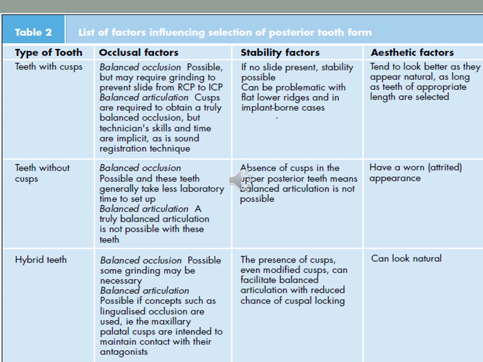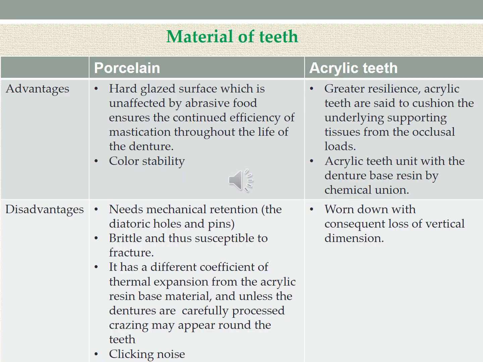This slide shows the list of factors that influence the selection of posterior teeth. So for teeth with cusps, what are the occlusal factors, what are the stability factors, and what are the aesthetic factors to select these teeth? You can read this table on your own. We also select the material of teeth. There are two materials for teeth. The first one is porcelain and the second one is acrylic.